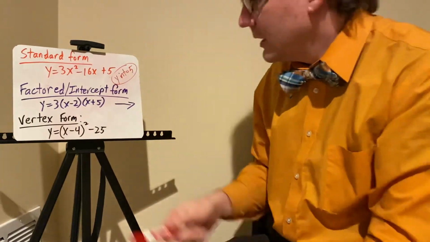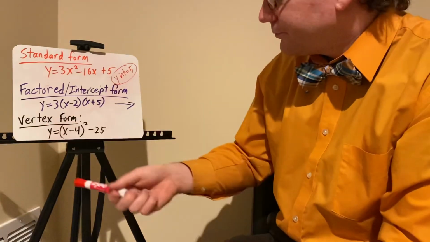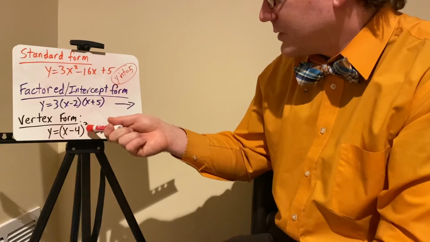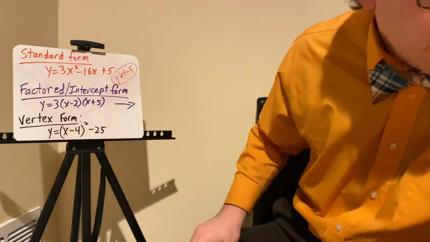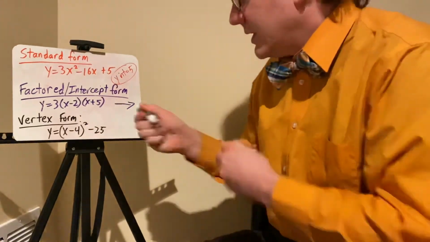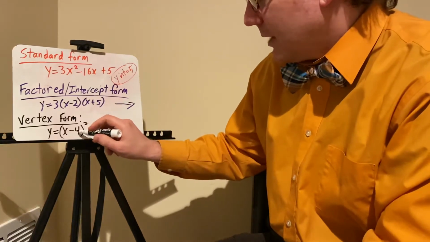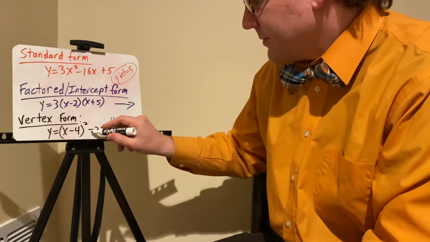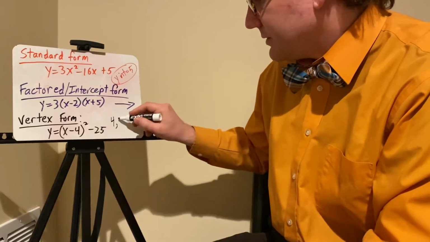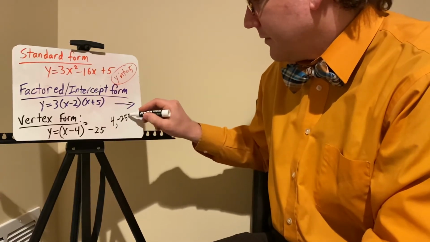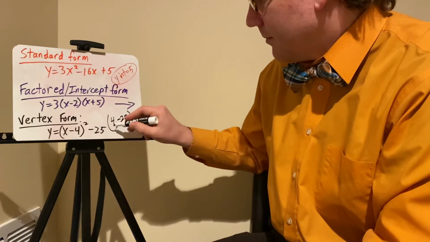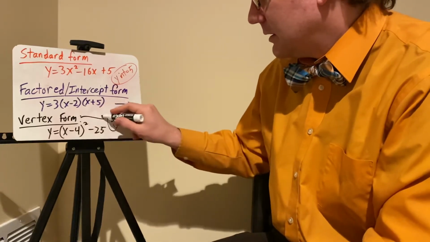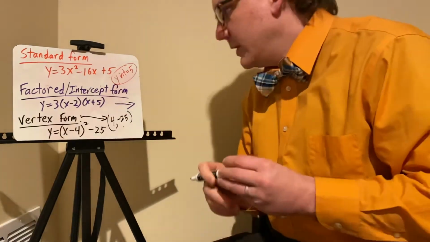Sometimes they don't. Vertex form, y equals x minus 4 squared minus 25. So in this case, we can see x minus h, so it is a minus, so that means it's actually going to be positive 4, comma, and then it's minus 25. That's supposed to be added, so it does mean negative 25. So 4 comma negative 25 would be the vertex of this quadratic equation.